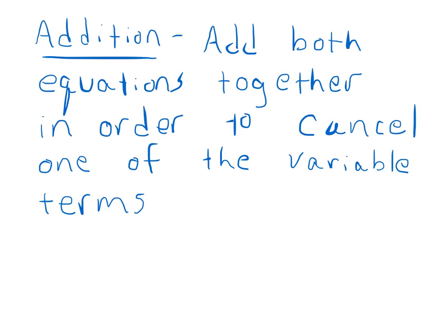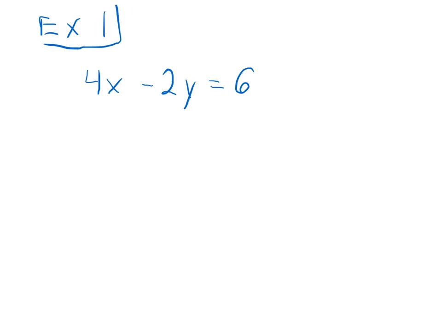Okay, so let's go ahead to our first example problem. So example 1. Okay, the problem is 4x minus 2y is equal to 6, and negative 4x plus 12y is equal to 4.